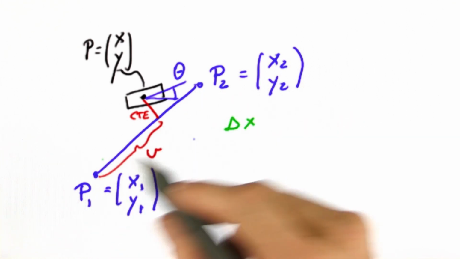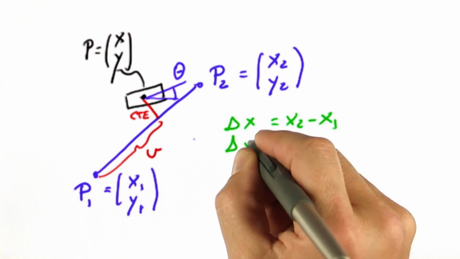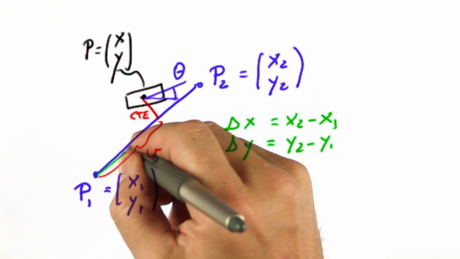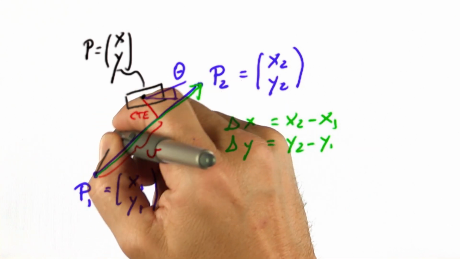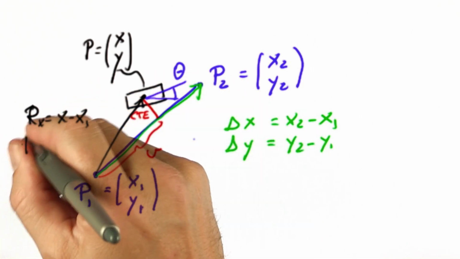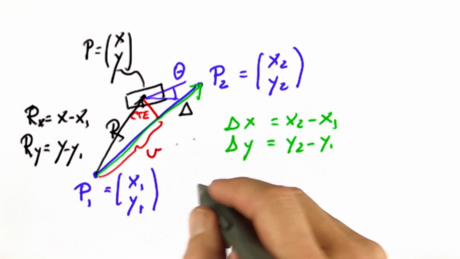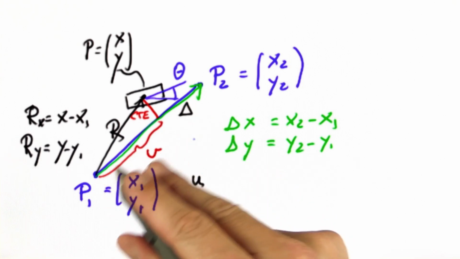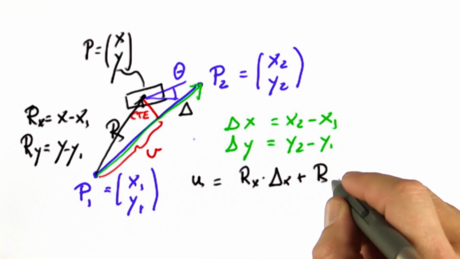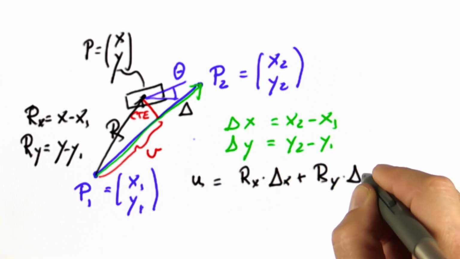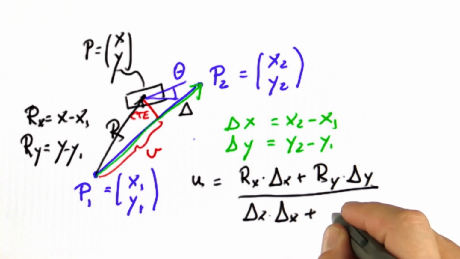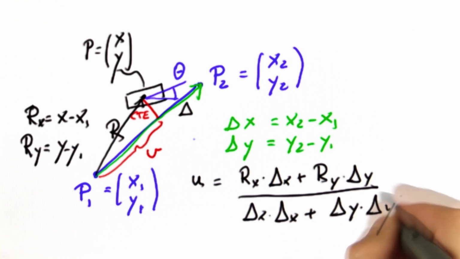Specifically, let's call this vector over here delta x and delta y, as defined by x2 minus x1 and y2 minus y1, this vector over here. And let's call this vector over here rx, which is x minus x1, and ry. Then u, the ratio of how far we've progressed along the segment, is given by the dot product: rx times delta x plus ry times delta y, divided by the sum of squares, delta x times delta x plus delta y times delta y.